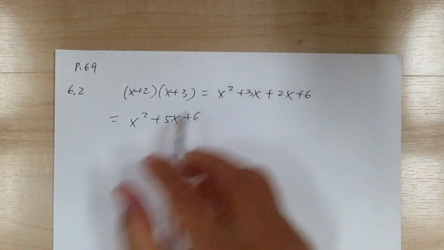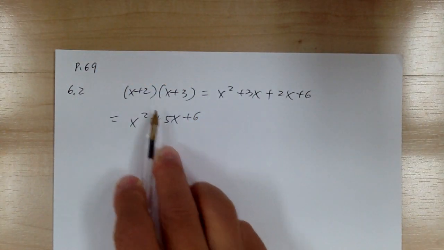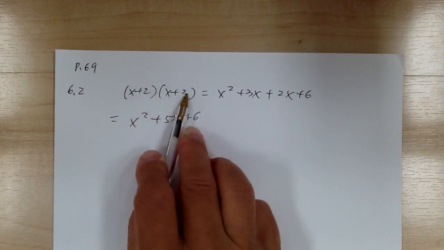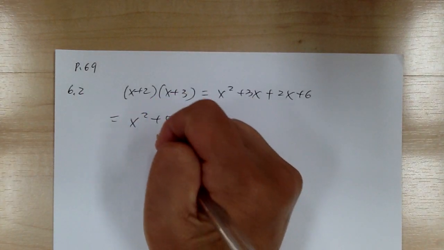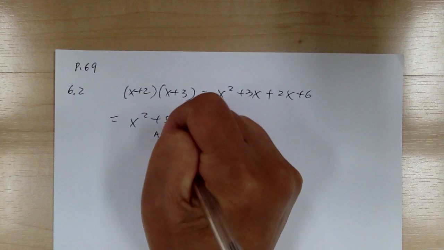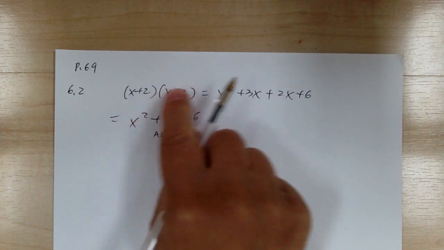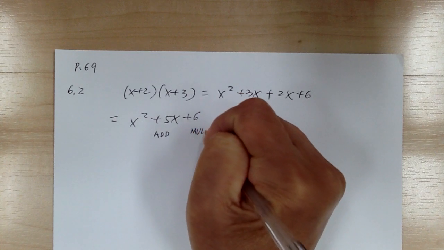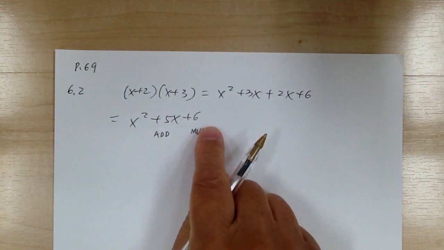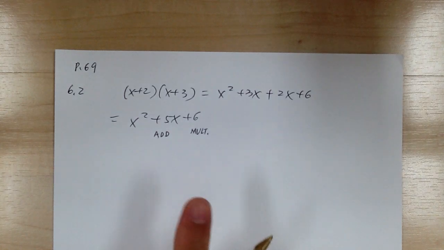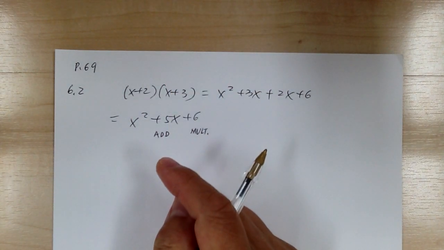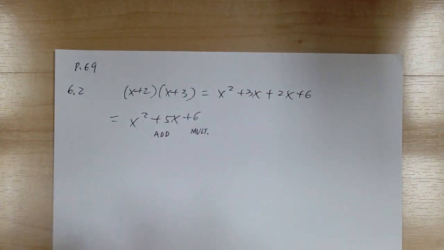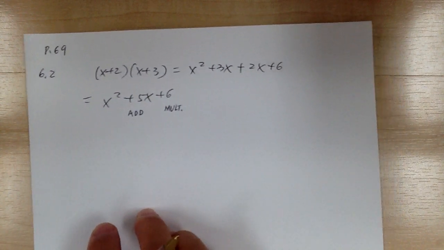Now one thing you notice is that this number came from adding these two numbers over here. So this coefficient came from addition, and this came from multiplication. Okay, so just be aware. Once you know where this came from, when you're doing the factoring, you can go backward to solve. Okay, so let's go over some examples of how to expand.